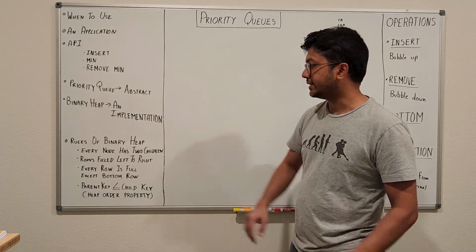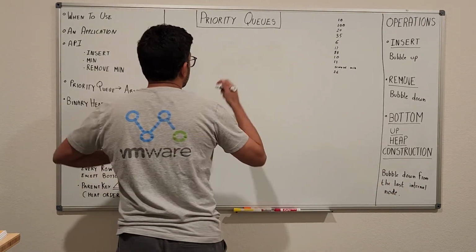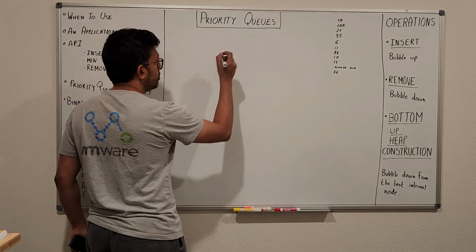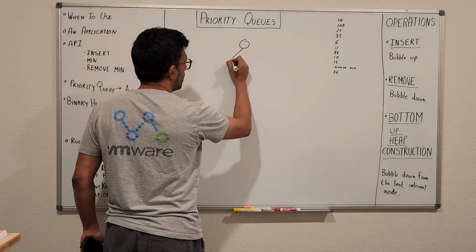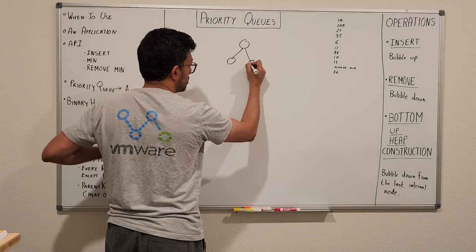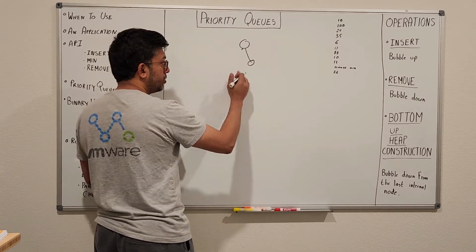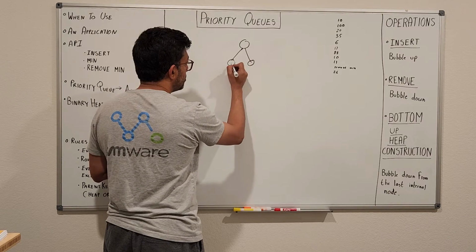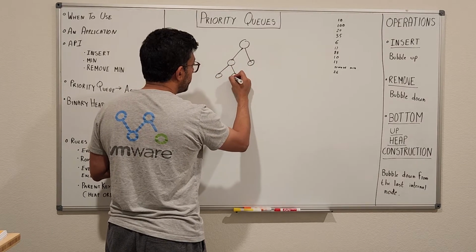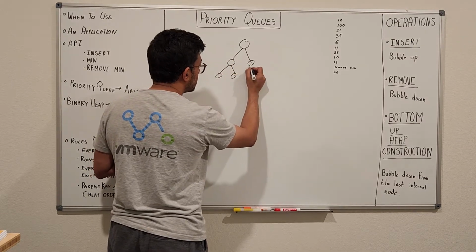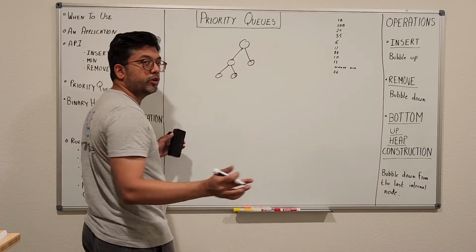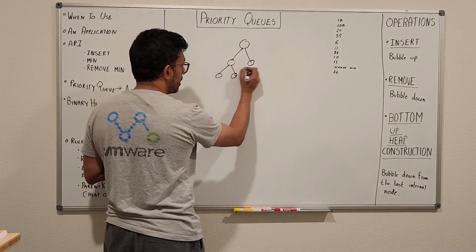So let's look at an example that will make it easier. First, let's look at a complete binary tree. Every row has to be filled left to right. If you have it this way, this is not correct because it has to be filled left to right. So it has to be filled like this, and every row has to be full except the bottom row. The bottom row can or cannot be full, that's fine. But every other row has to be full.